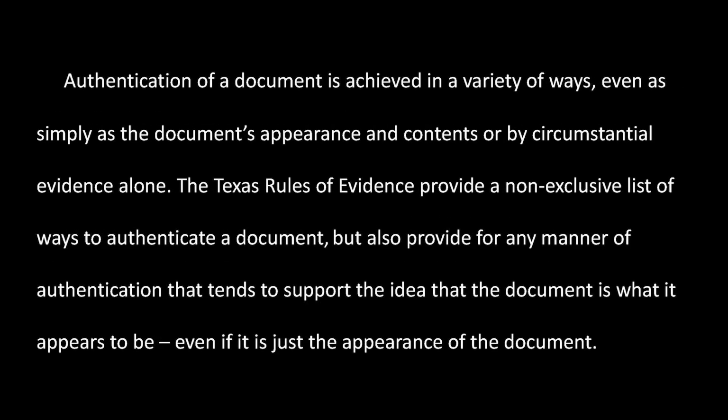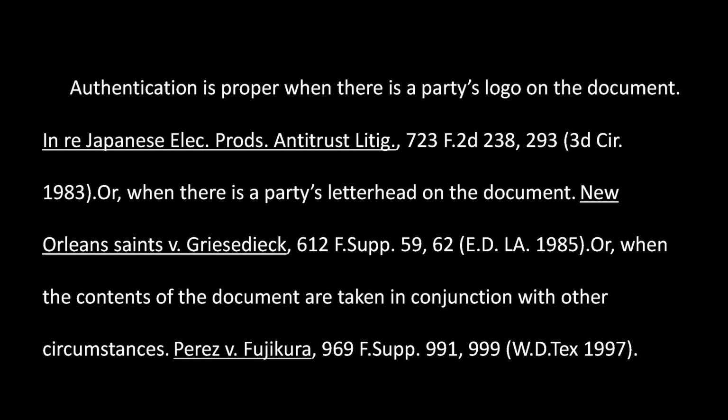Authentication of the documents is achieved in a variety of ways, even as simply as the document's appearance and contents or by circumstantial evidence alone. The Texas Rules of Evidence, for example, provide a non-exclusive list of ways to authenticate a document, but also provide for any manner of authentication that tends to support the idea that the document is what it appears to be, even if it is just the appearance of the document. For example, authentication is proper when there is a party's logo on the document. Electronic messages are properly authenticated when circumstantial evidence ties the party to the messages.